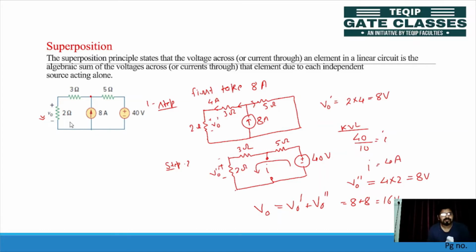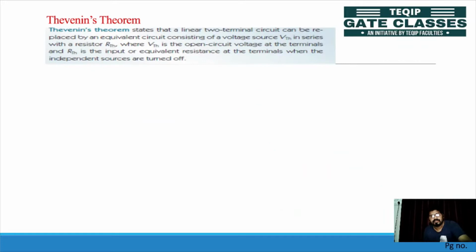Okay, so here you see how you have to apply the superposition theorem. If there is a multi source network, then we have to calculate the voltage across and current through a particular element with each independent source acting alone, and then we'll take the algebraic sum of the effect of all sources. Clear? Okay, so let's move towards the next theorem, that is Thevenin's theorem.